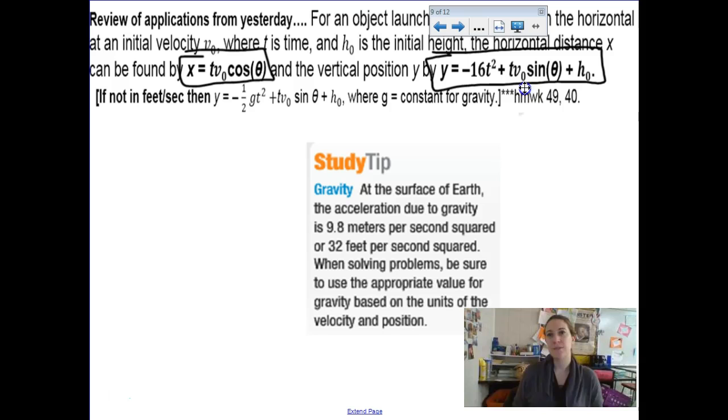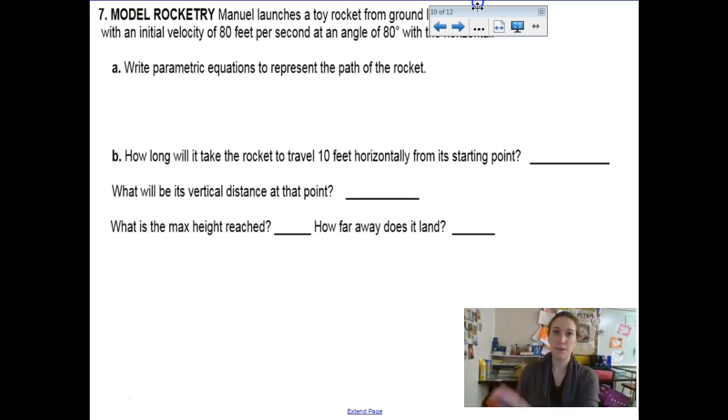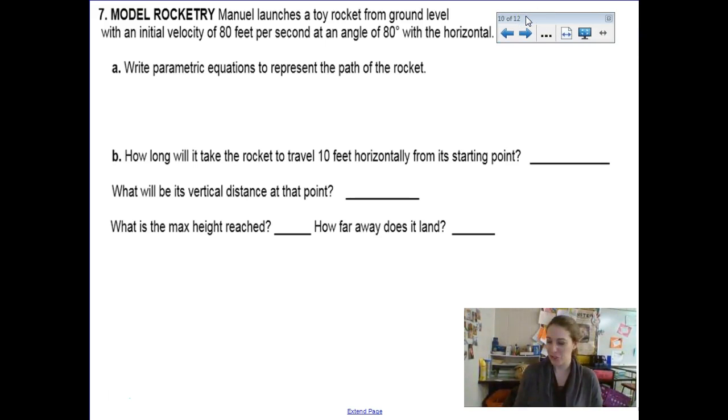Plus t times initial velocity times the sine of the angle plus the initial position or the initial height. So let's see one of these questions in action. We're modeling a rocket. Rocketry. I don't think I've ever heard that word.